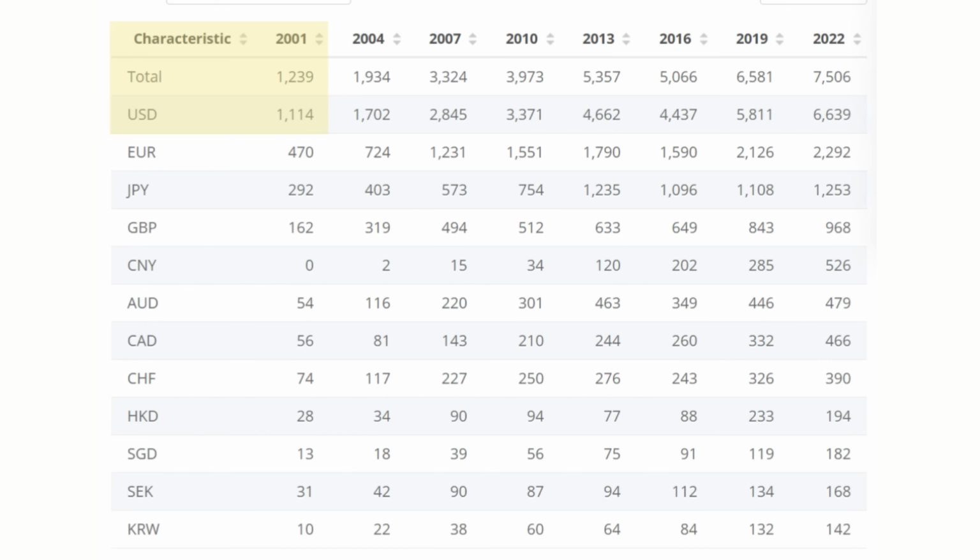The next most traded currency was the euro with $470 billion, followed by the Japanese yen, the British pound, the Swiss franc, the Canadian dollar, the Australian dollar, Swedish krona, the Singapore dollar, the South Korean won, and probably most interestingly of all here, back in 2001, there was no registered trade being done in the Chinese yuan.